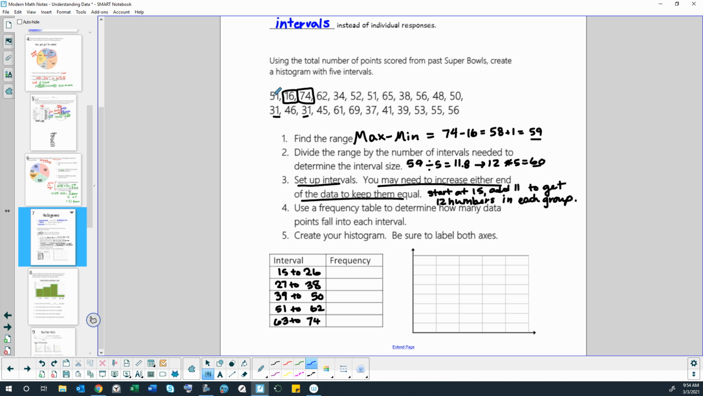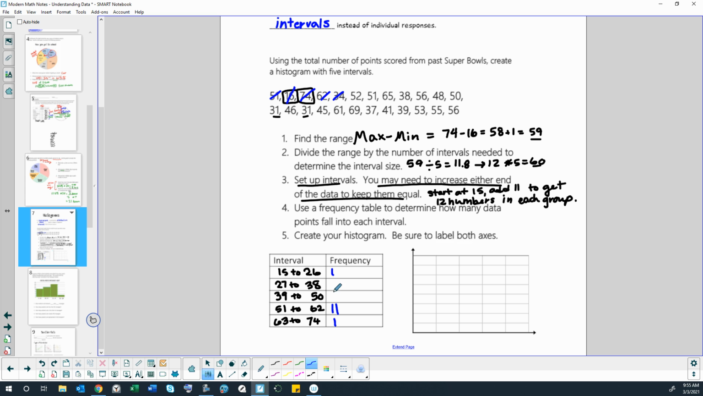So let's look at the first number, 51. Where does 51 go? 51 goes in the fourth box. So I'm counting one number in this category for 51. Where does 16 go? First box. Where does 74 go? The last box. Where does 62 go? Fourth box. Do you see what I'm doing?